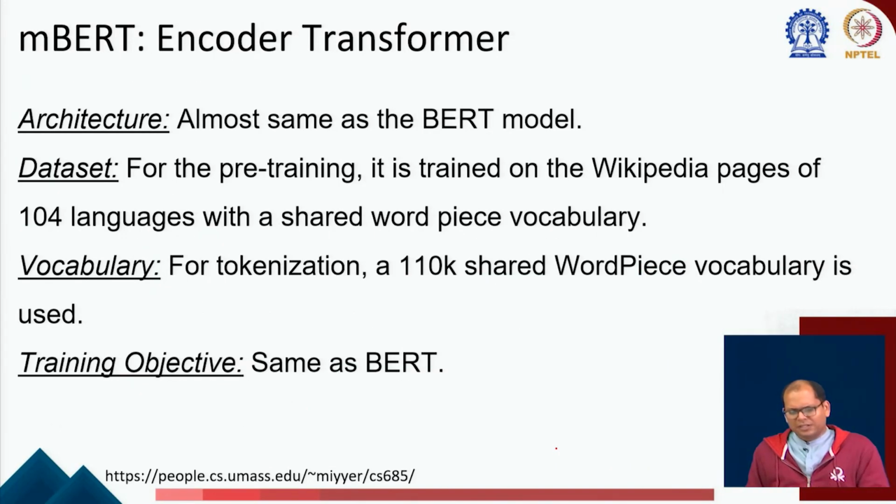Now it started with the BERT model itself. BERT has a multilingual variant called mBERT, and this is the same architecture as BERT, but the dataset they used is Wikipedia with 104 languages, and they have of course a slightly larger vocabulary, a 110K WordPiece vocabulary, and the same training objective that BERT used. Now they do something interesting while selecting the vocabulary.